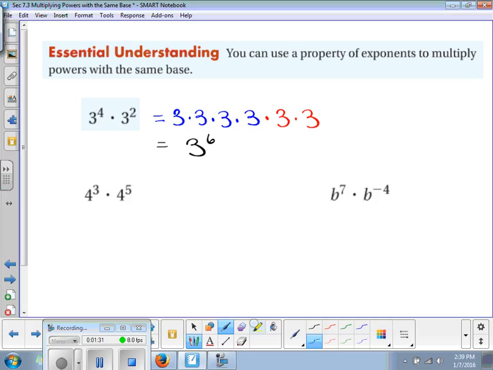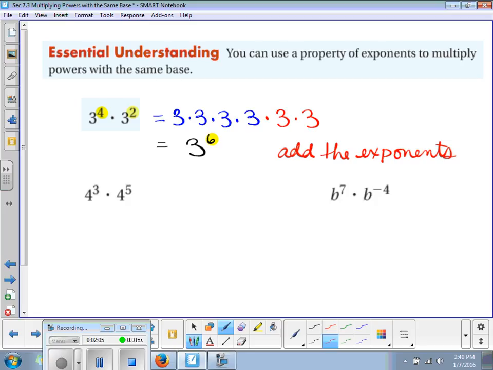Now, look at what we started with and where we ended up, and observe how did we get from the start to the finish. You added the exponents. Very good. So, when you are multiplying powers, you add the exponents. Okay?